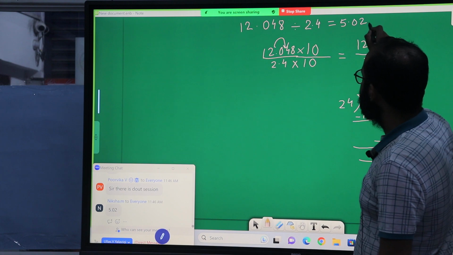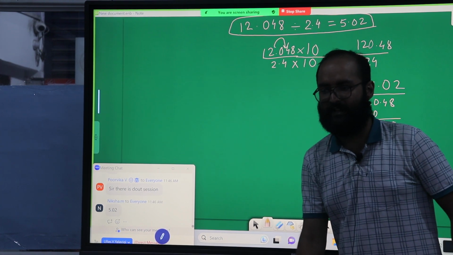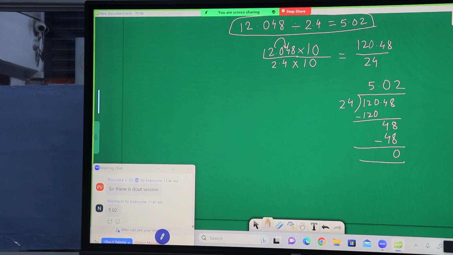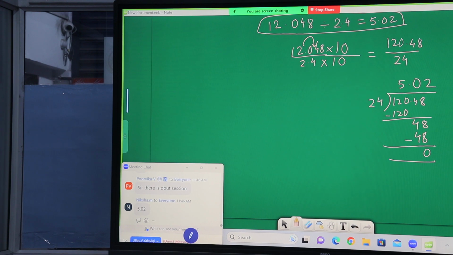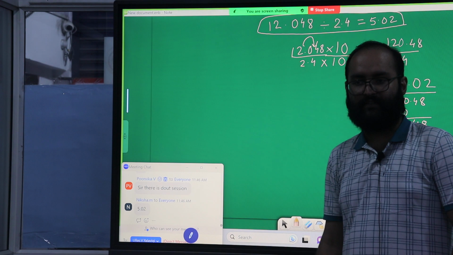5.02. That is how you divide decimals. That is how you divide a decimal number by another decimal number. Clear? Yes, sir. You have to always remove the decimal point from the denominator or the divisor first.